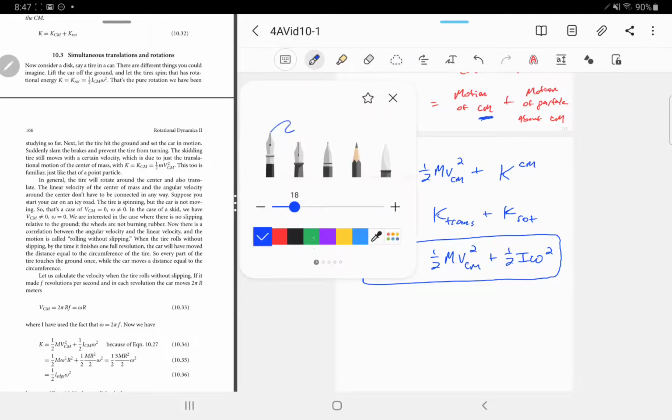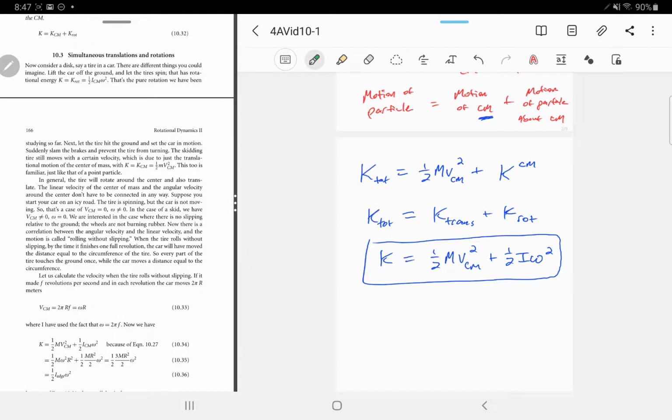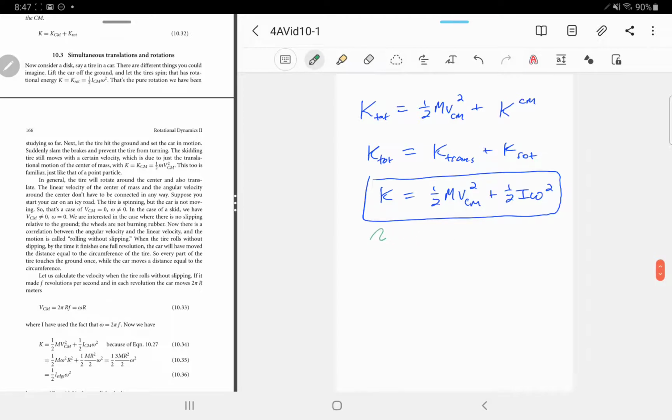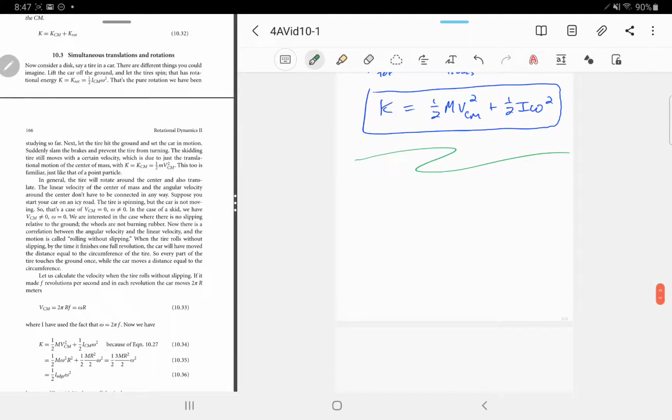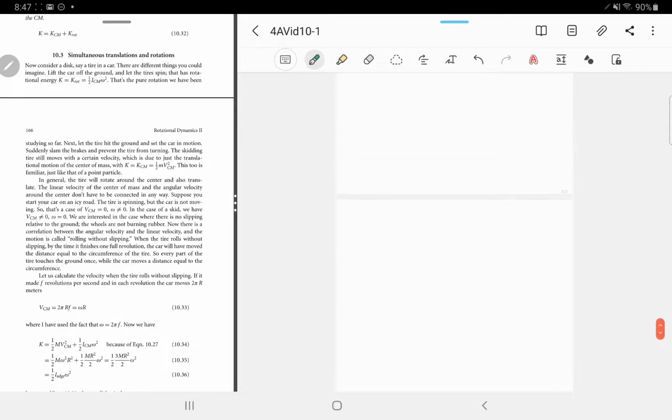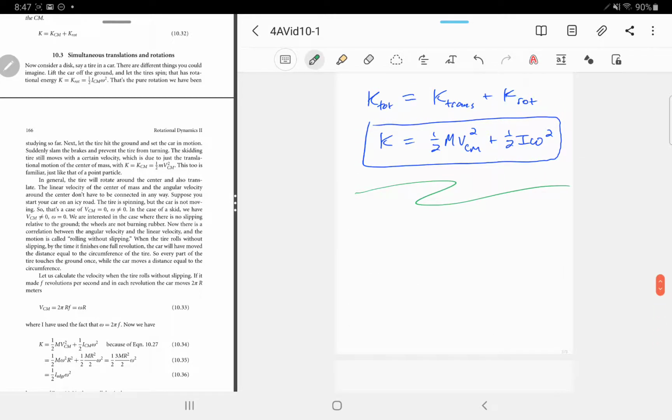Your book goes on to discuss simultaneous translations and rotations. So what the heck does that mean? Let me give an example of this. We can think about purely translational motion and purely rotational motion before we try and piece them together. Translational versus rotational motion.